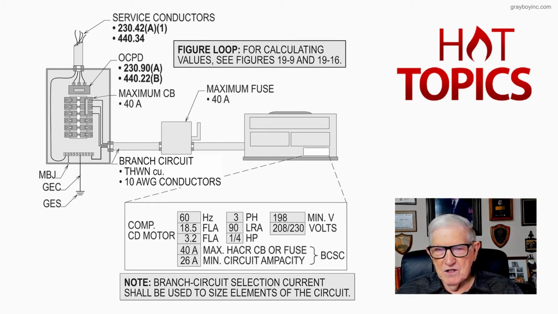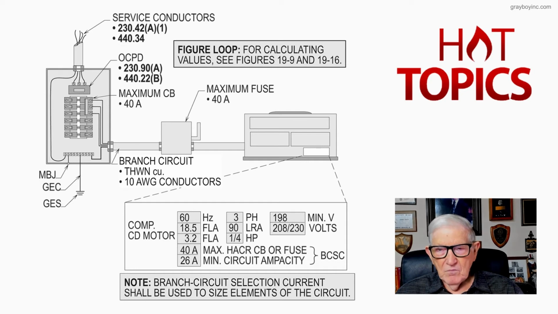So you have 60 hertz, three-phase or single-phase, whatever it may be. And then notice it's 18.5 amps, full load amps. 3.3 FLA for a quarter horsepower motor. And then it tells you at the bottom that the maximum overcurrent device is 40 amps or fuses. And then 26 amps is the minimum ampacity of the circuit, which is going to require number 10, see? So we pretty well get the branch circuit THWN copper, number 10 AWG copper conductor, that we're looking at.